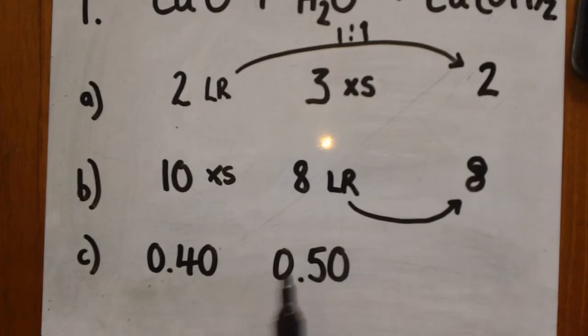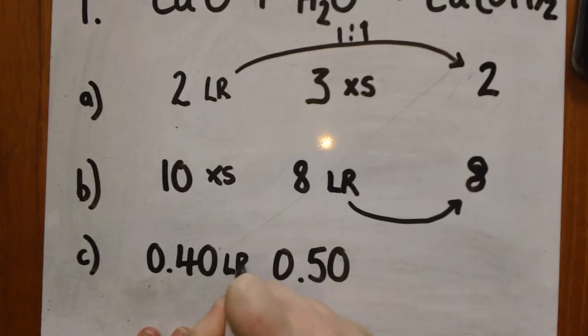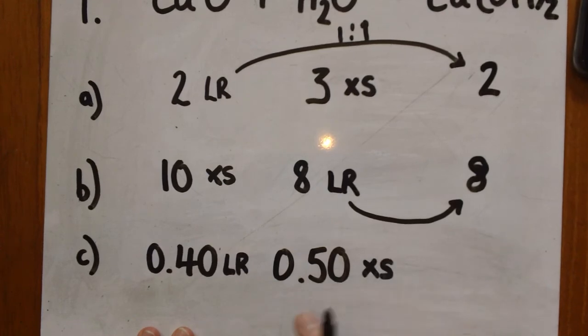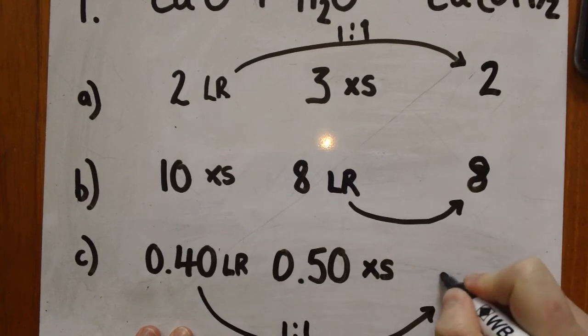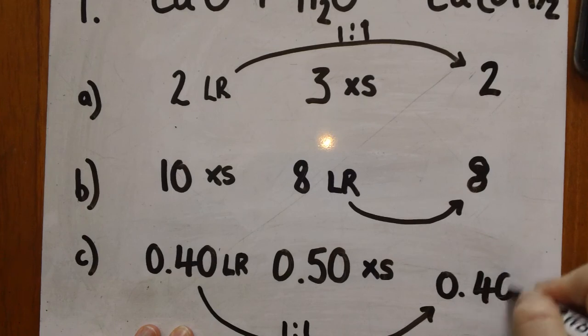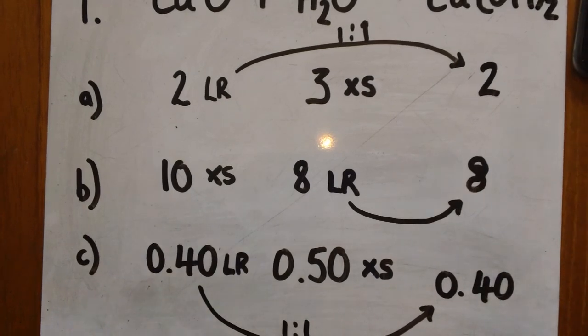Final one, it's a 1-to-1-to-1 ratio. This number is smaller, so this is our limiting. This is our excess. We'd have 0.1 left over of our H2O. This is a 1-to-1 ratio, so we would make 0.2 moles of calcium hydroxide.